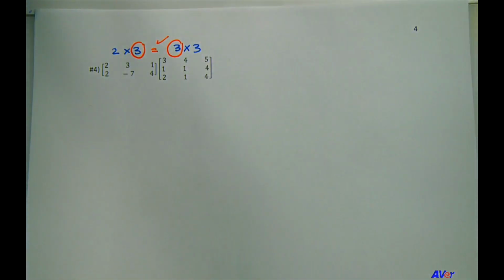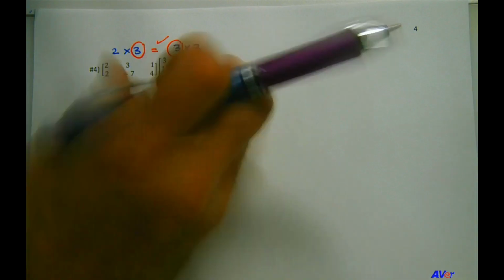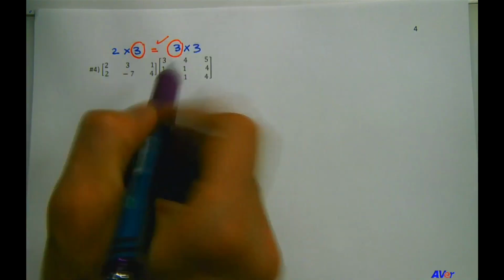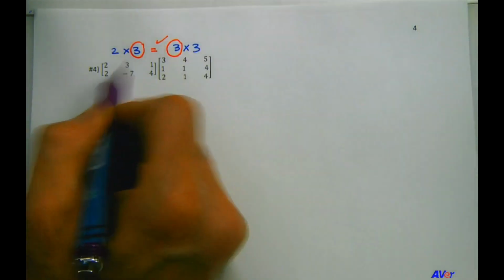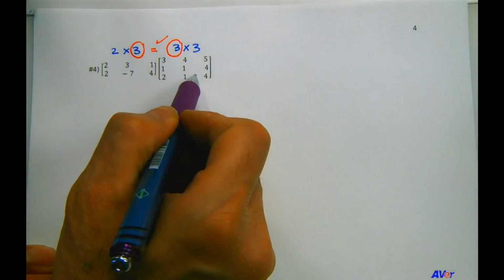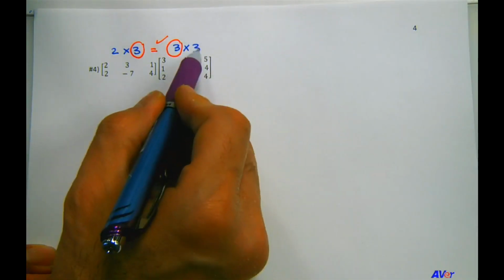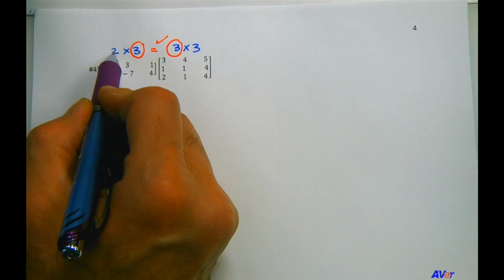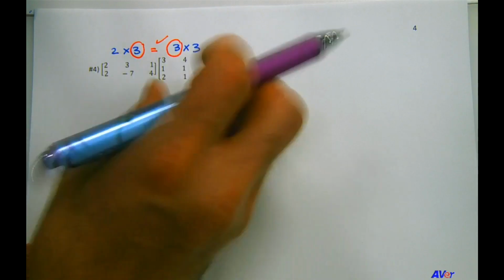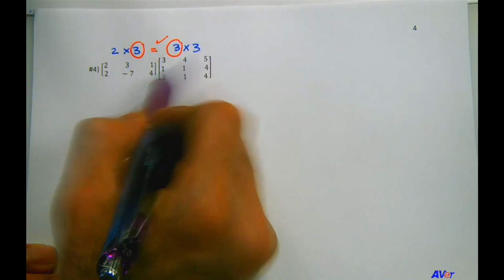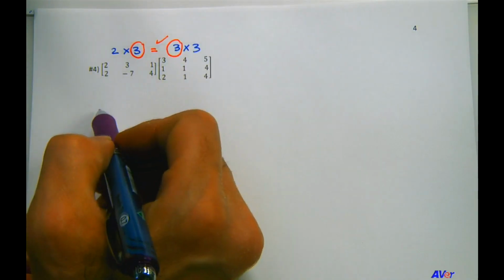If you switch the order, if you put this matrix first and that one second, you'll see that the number of columns and the number of rows will not match. So the product is not going to be possible. But in this order, the product is possible.